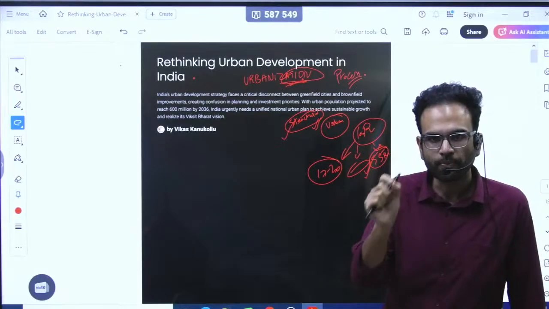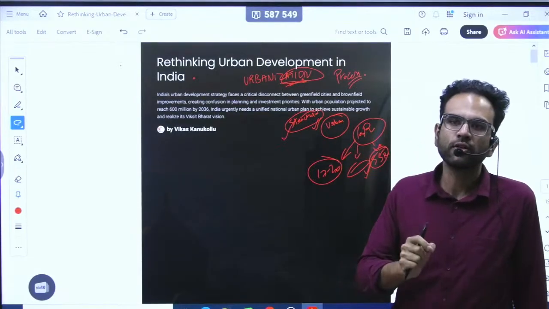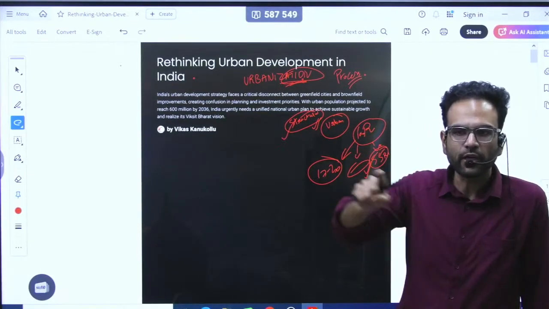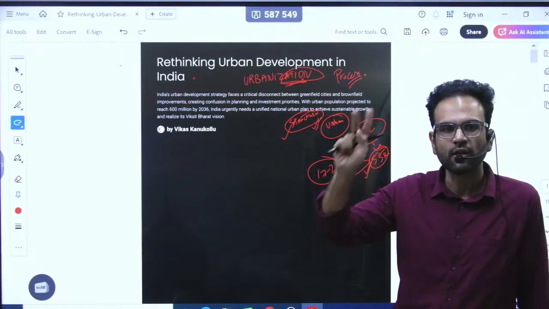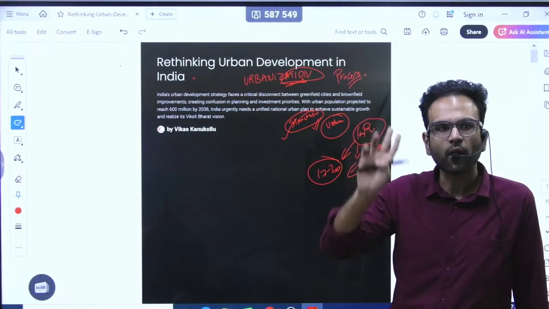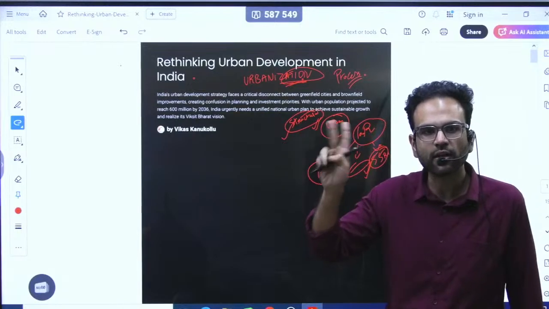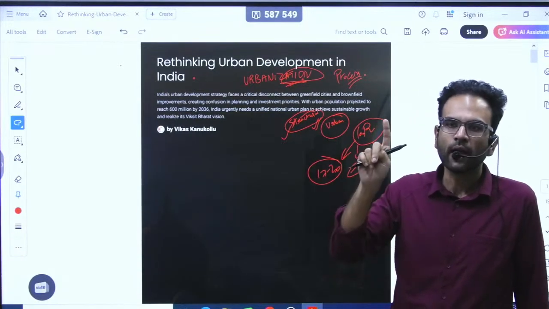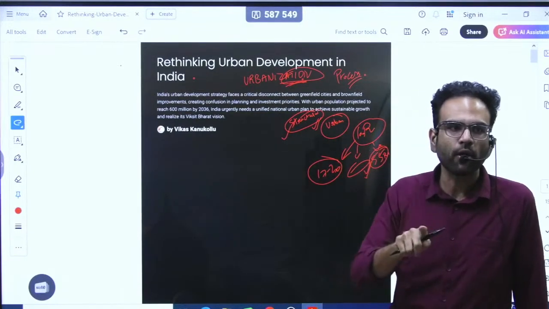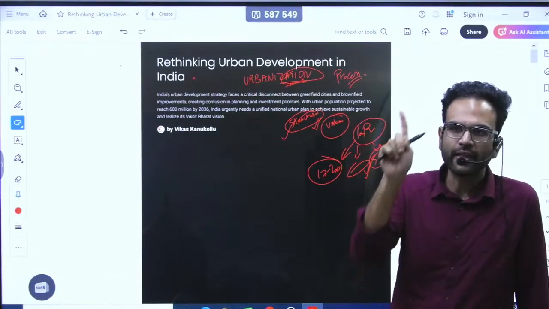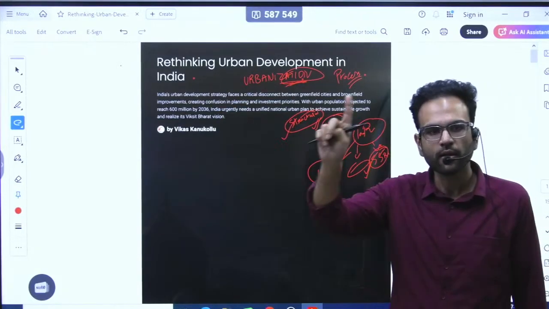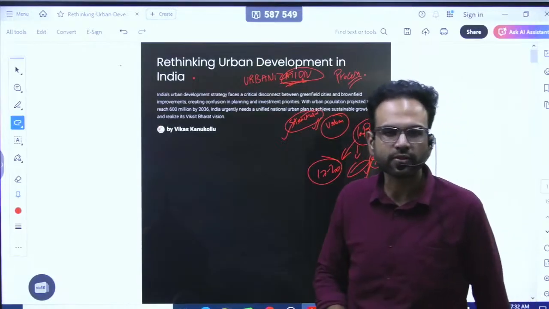Please pay attention to this language. These are the kind of words that you need to replicate in your answers. Urbanization is a process driven by the structural transformation of an economy, and the strategy that we deploy has two directions. Either we go for a greenfield or a brownfield. What do you mean by this?